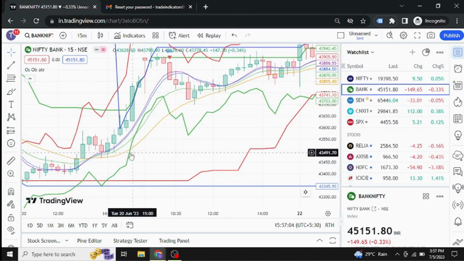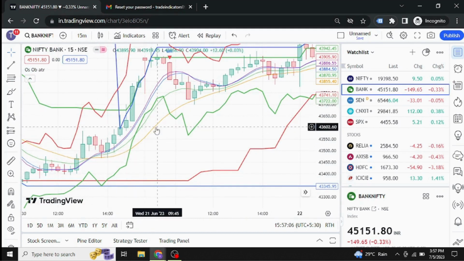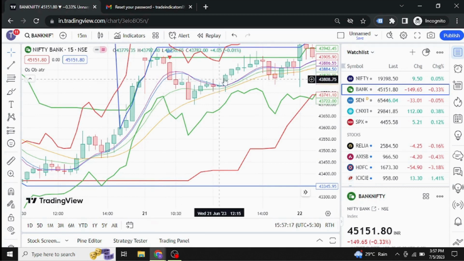When this line is coming down and there is a gap building up between all these three lines, then you can understand that most probably it's going to be a bullish market or a bearish market. And if they are very close to each other, like here, I'll show you.